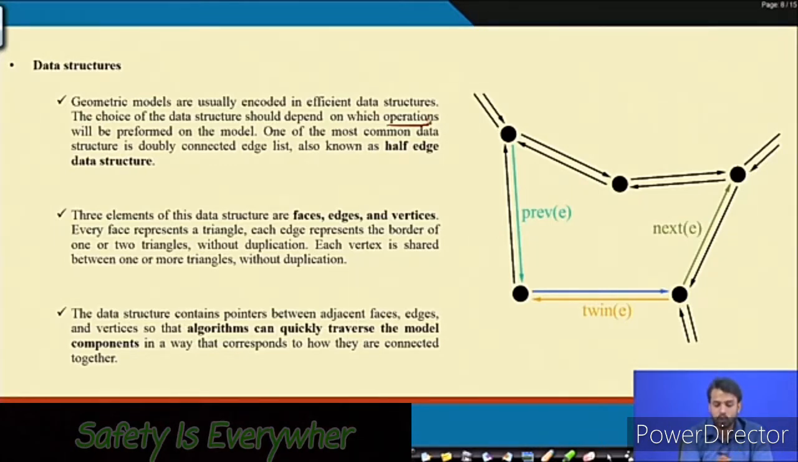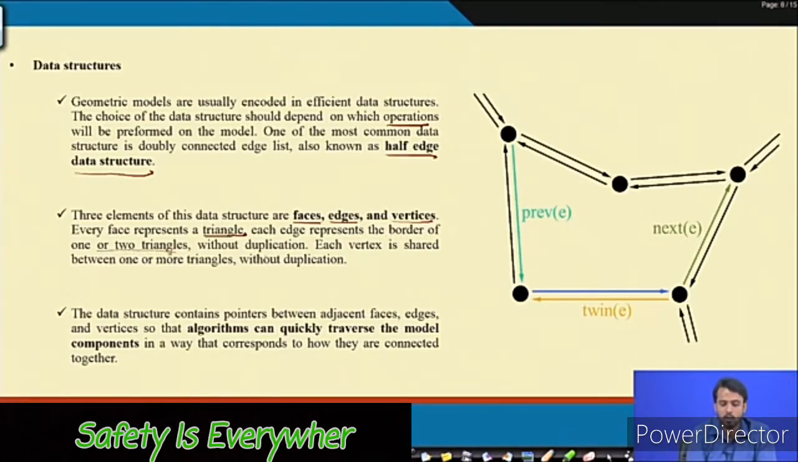The most common data structure used in the modeling of 3D models is the half edge data structure. In this particular data structure there are three elements: first is faces, then edges and vertices. In this data structure, each face represents a triangle, and each edge represents the border of one or two triangles without duplication. Each vertex is set between one or more triangles without duplication.